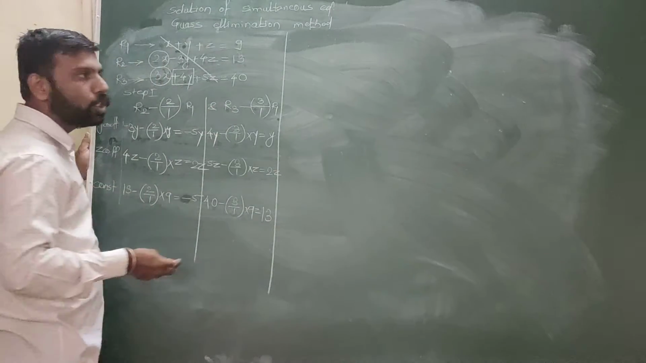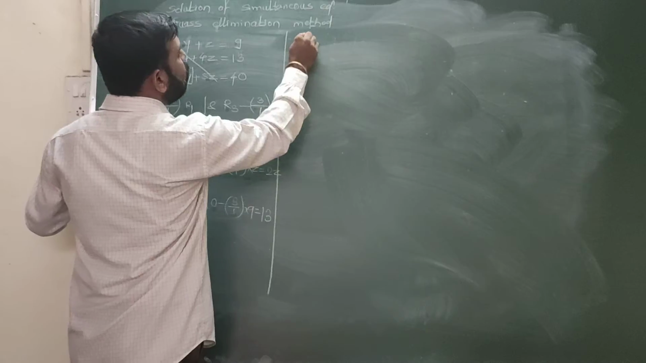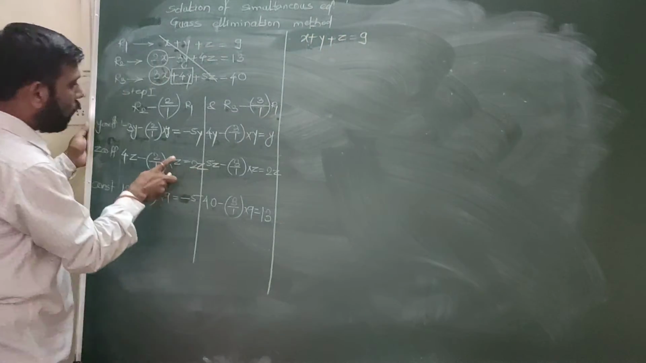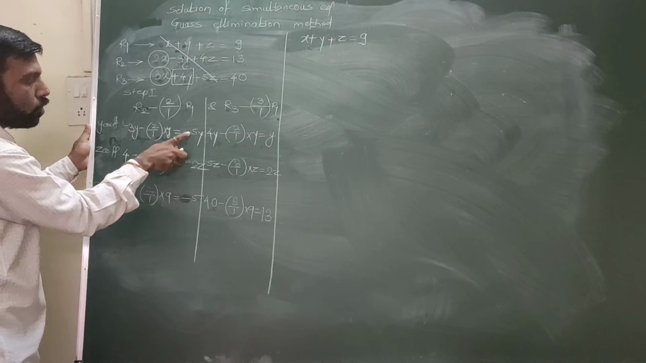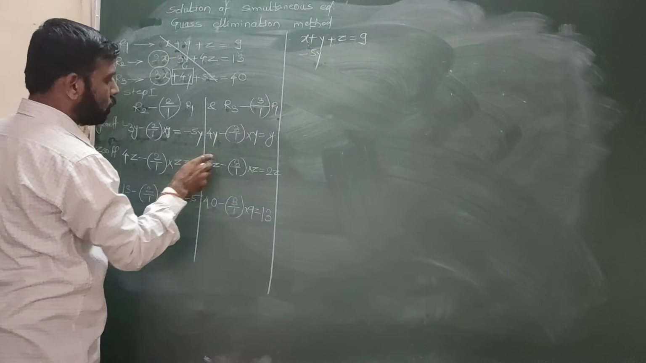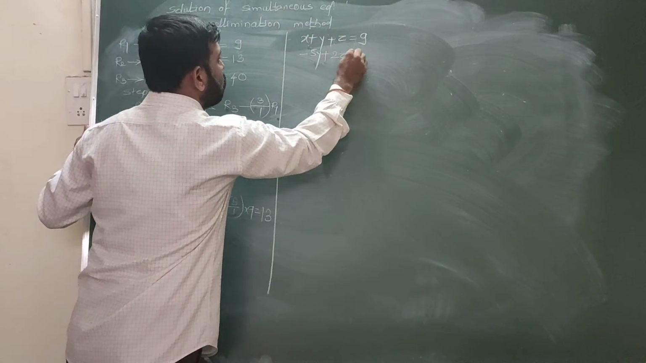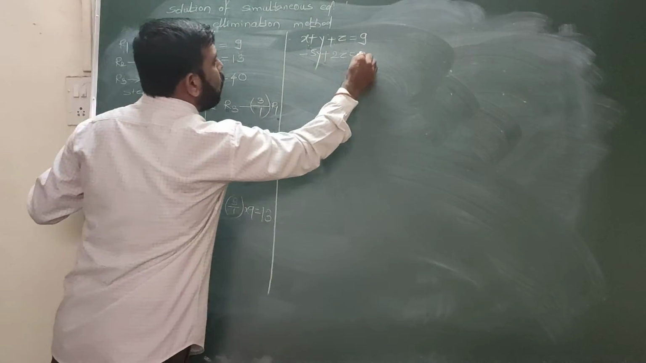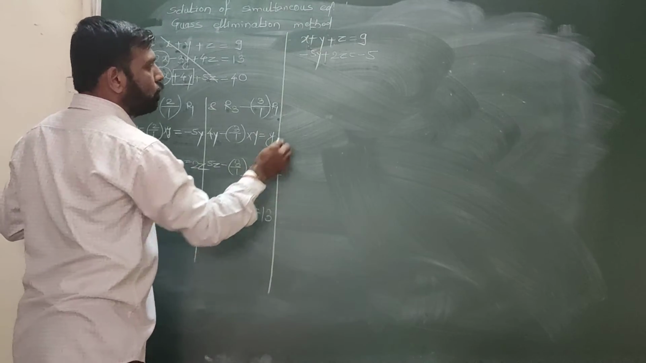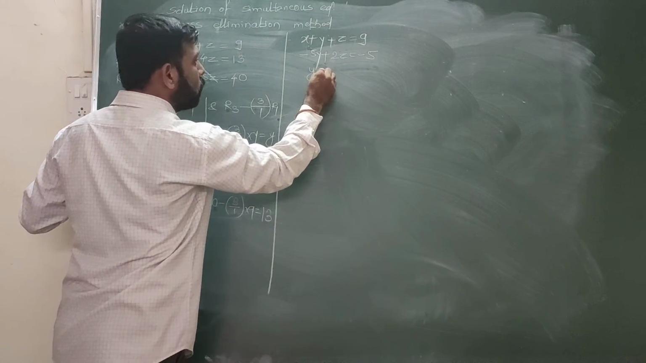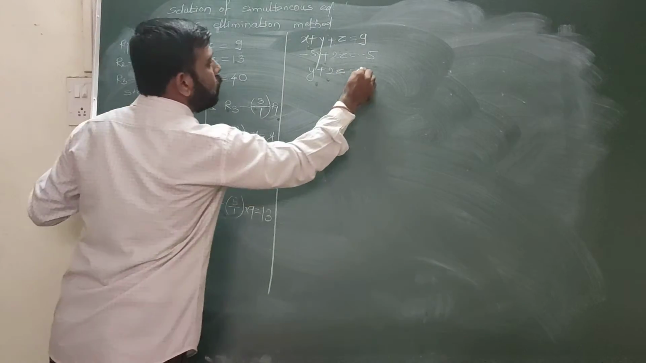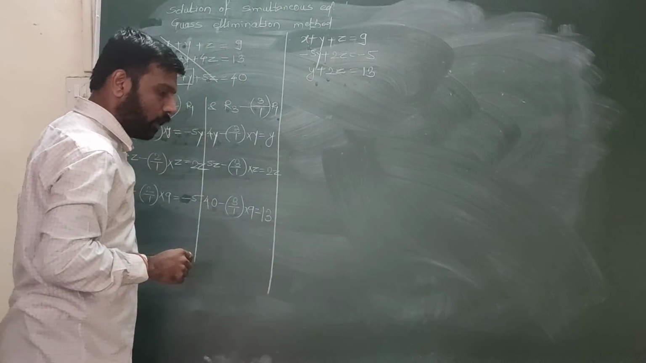Now we got a new system of equations. The first equation is the same. For the second equation, the new coefficients give minus 5y plus 2z equals minus 5. Similarly, for R3, these are the new coefficients: y plus 2z equals 13.